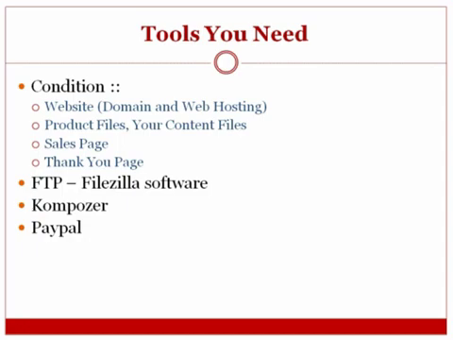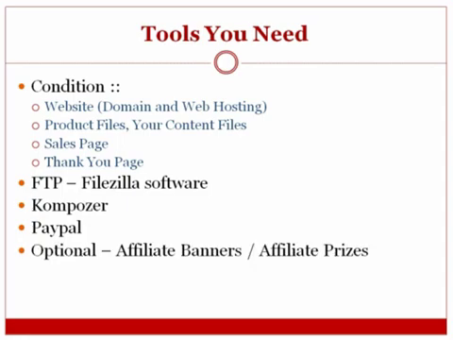In order to use JVZoo, you must have PayPal. If you don't have PayPal, then you cannot use JVZoo because JVZoo pays through PayPal. And you do need a PayPal business account. And also optional, you would like to have affiliate banners and affiliate prizes for your affiliate program and affiliate contests. Now, if you don't have these items, I will show you where to go to create these affiliate banners and so forth. And of course, a little patience.